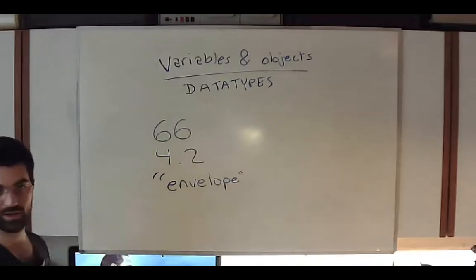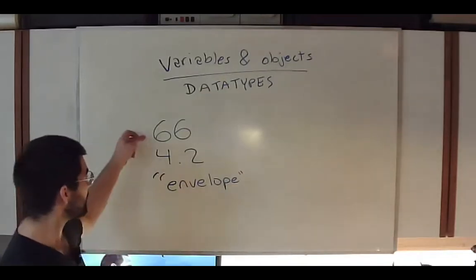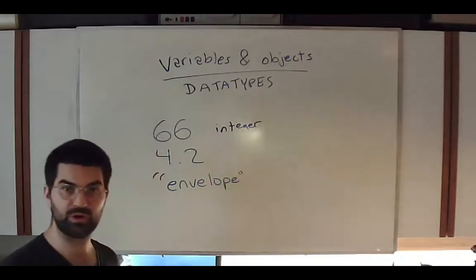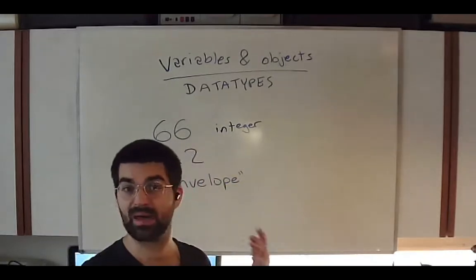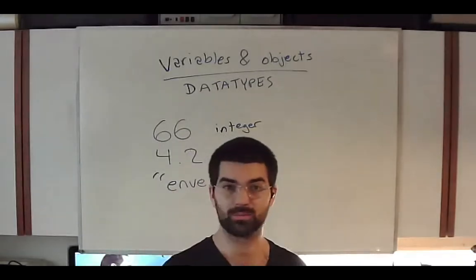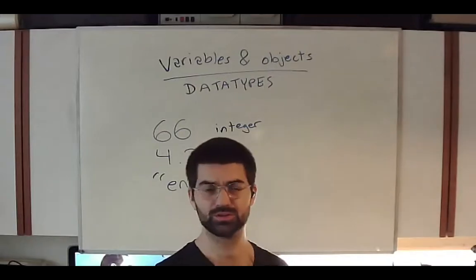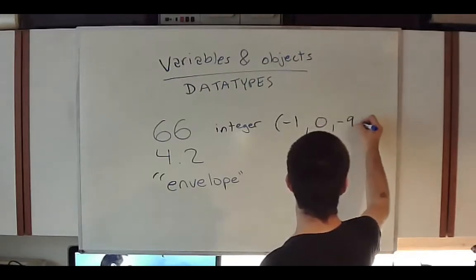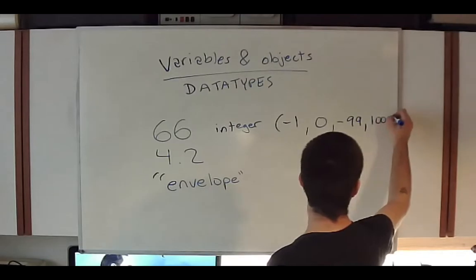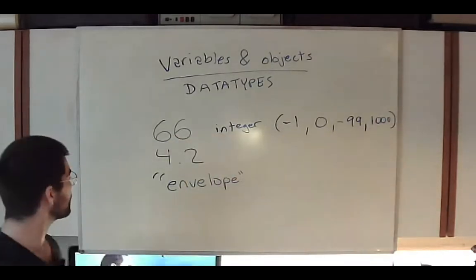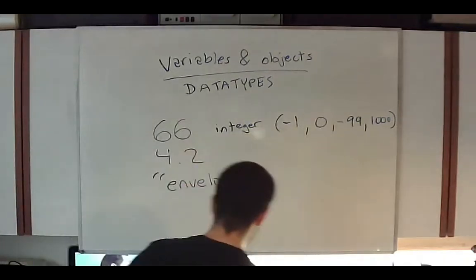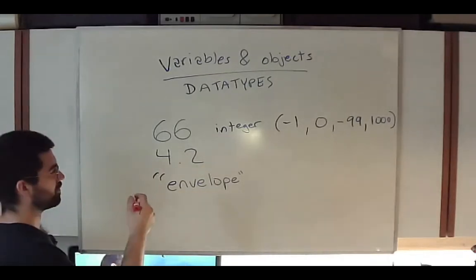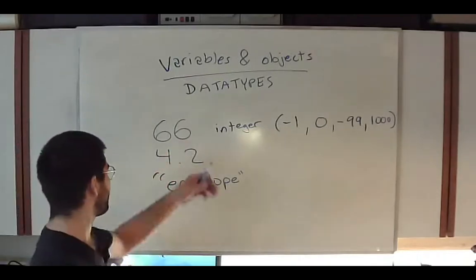So all of these are different data types, right? This is what's called an integer, which you may remember from a math class. An integer is a whole number. It can be positive or negative. So let's give some other examples of an integer. We have -1, 0, -99, 1000. All of those are integers, and in our programming language. Yeah, I don't need to go any further than that on integers.